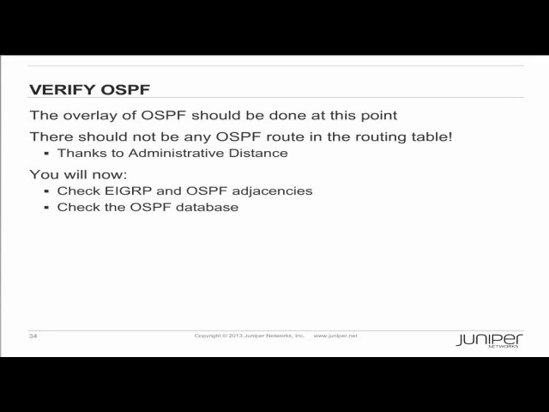Nothing should be different. So the only thing that's different is I have a process running simultaneously with EIGRP, and those routes, because of administrative distance, are not in the route table. If they're in the route table, we're going to have some problems.